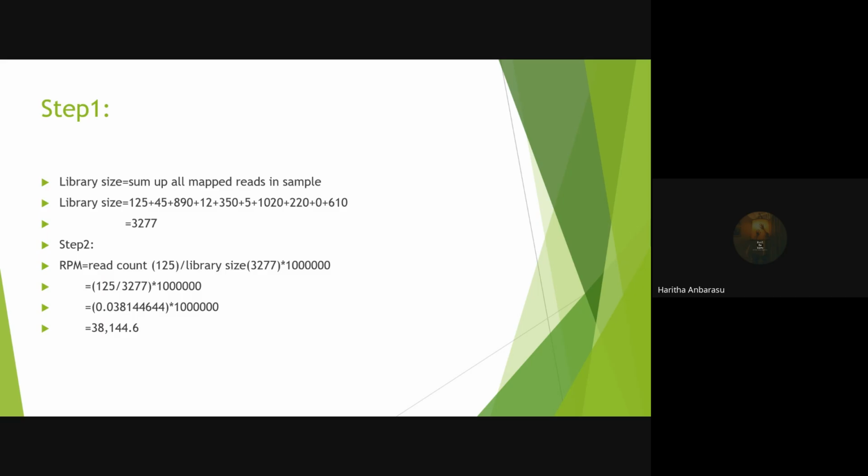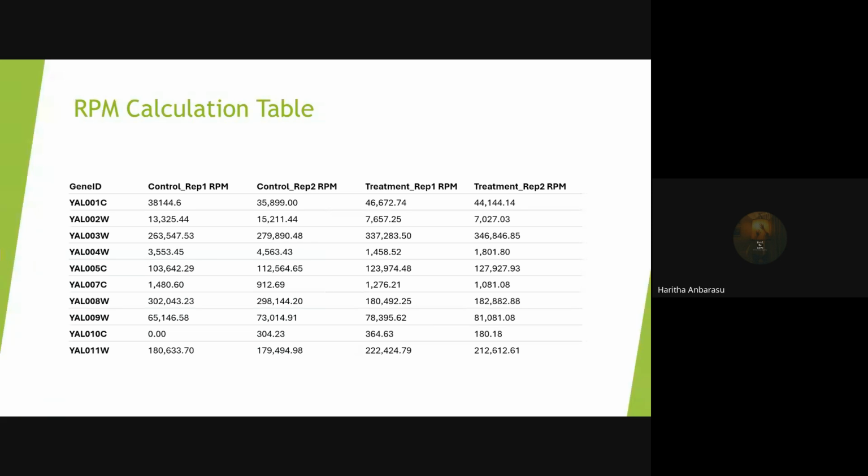So we get the value of 0.038144644 into 1 million. So we get the value of 38144.6 of RPM value for first read. We need to do the same calculation for each read to get the RPM value for every read. This is the RPM value for every read.